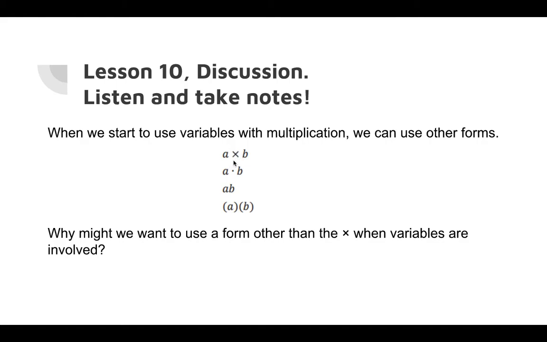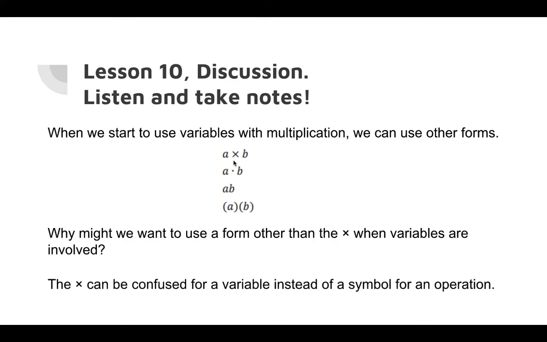And we've talked about this before. It's because the X can be confused for a variable instead of a symbol for an operation. This can easily mean A times X times B. We use X a lot as a variable, and I'm sure you've either noticed that or you will find out.